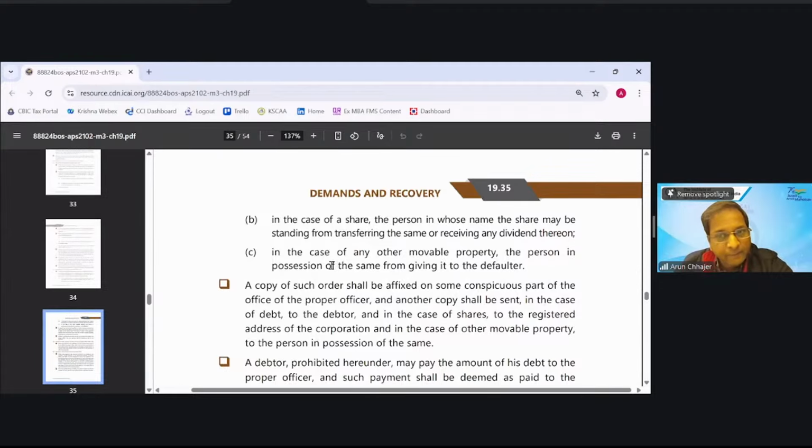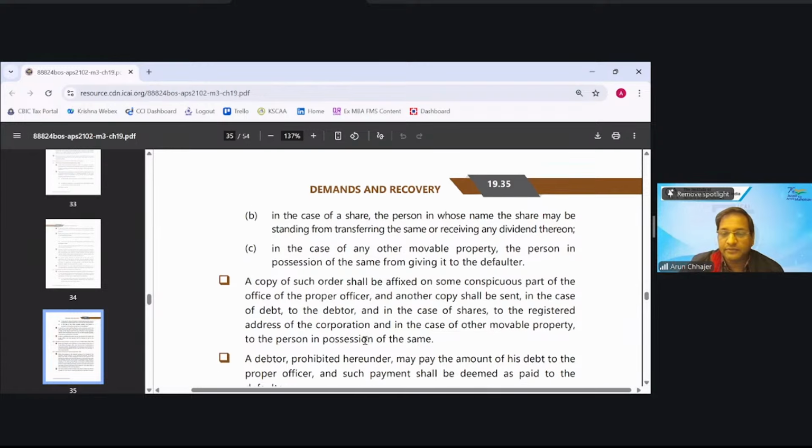In case of shares, the person in whose name the shares may be standing is prohibited from transferring them or receiving any dividend thereon. In any other case, the person in possession of the property is prohibited from giving it to the defaulter. A copy of the order shall be affixed on some conspicuous part of the office of the proper officer, and another copy shall be sent, in case of a debt, to the debtors, and in case of shares, to the registered address of the corporation, and in case of other movable property, to the person in possession of that property.